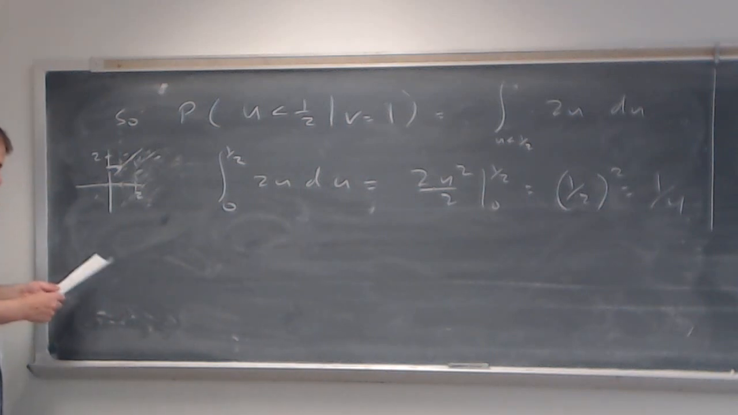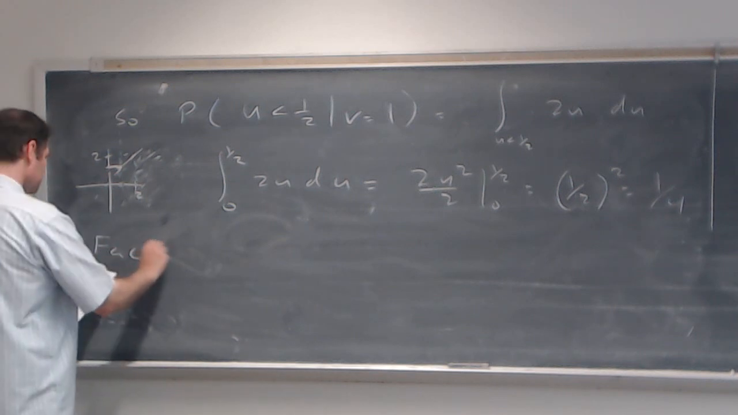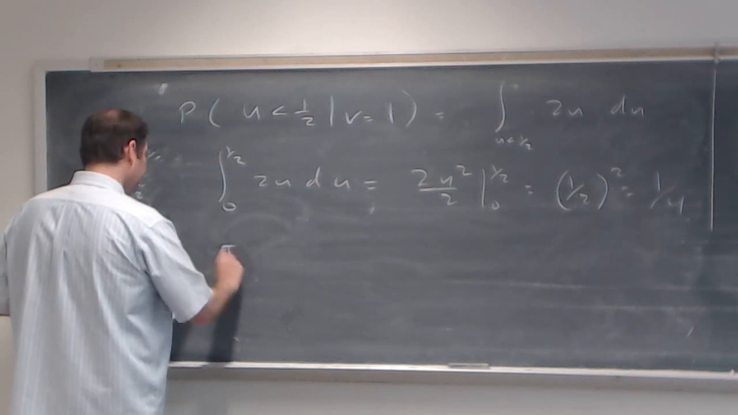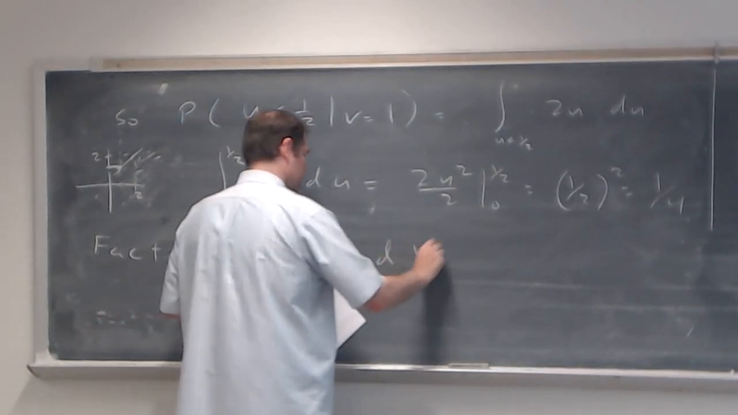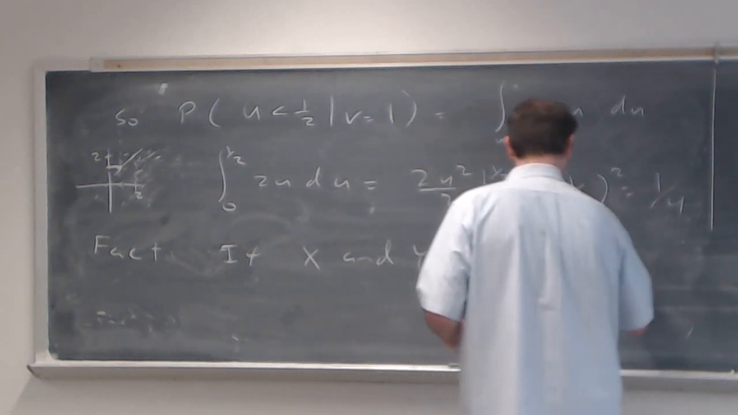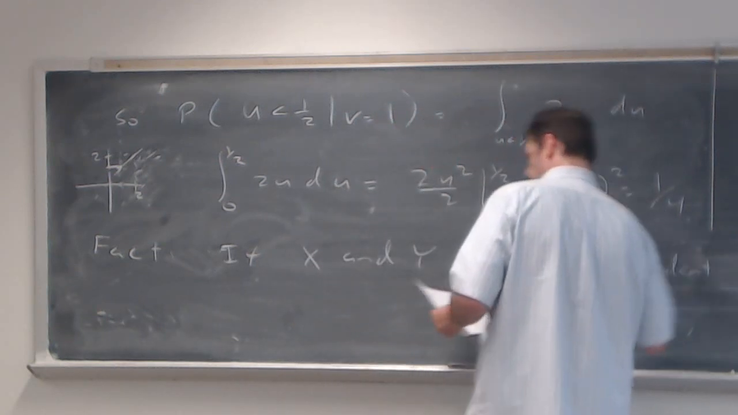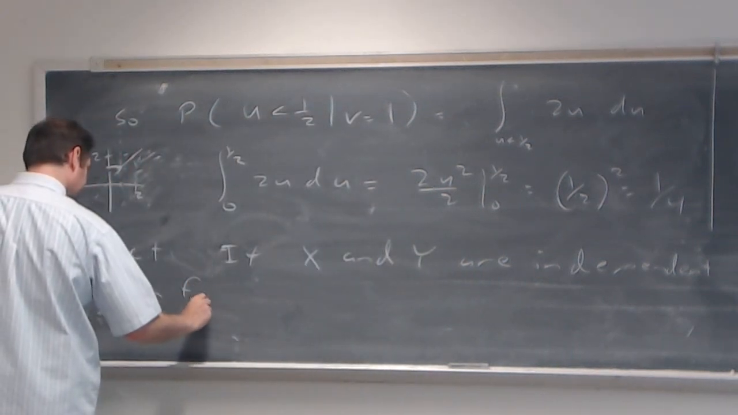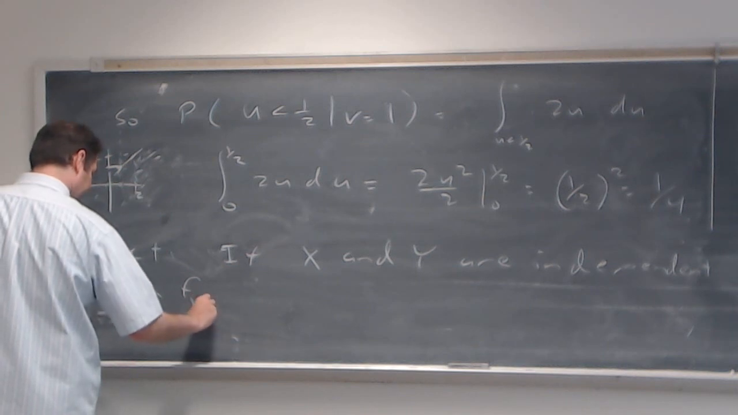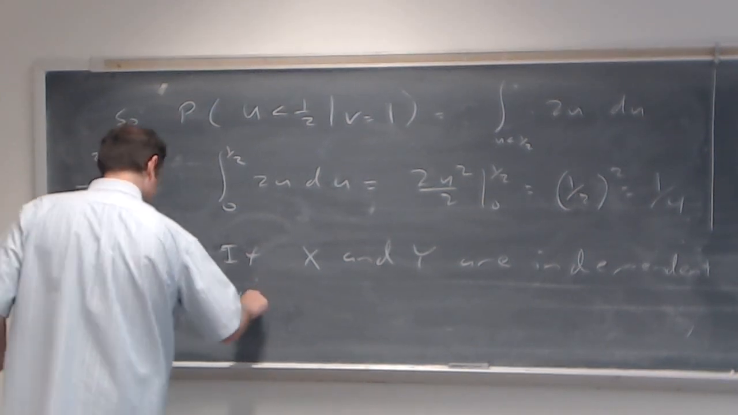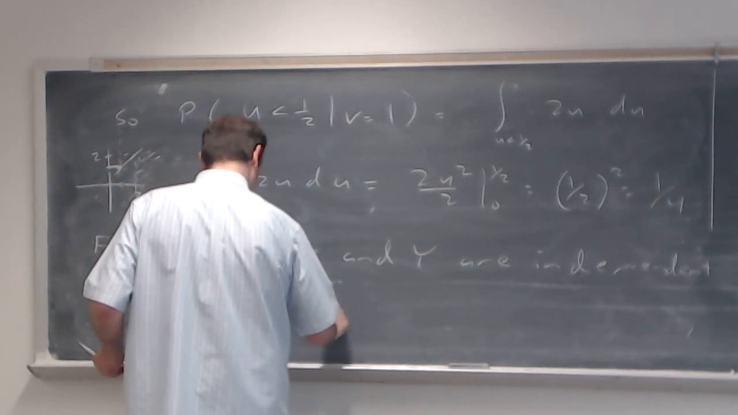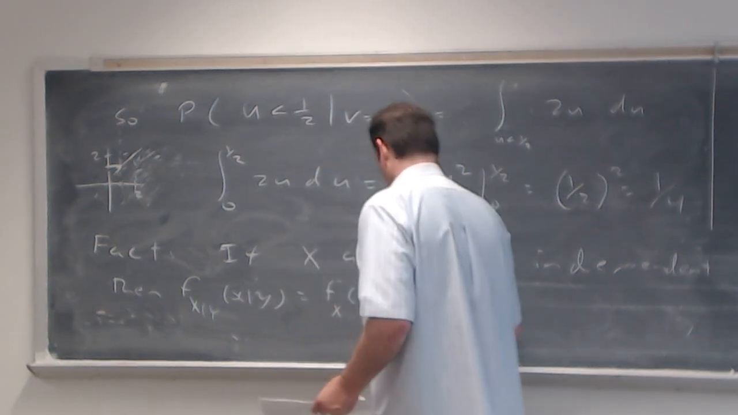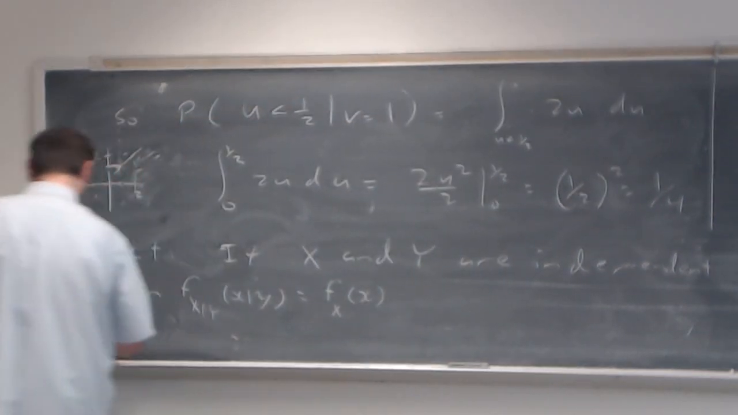Okay, here's a fact. If x and y are independent, then the conditional PMF or PDF of x given y is equal to the PMF or PDF of x. And so the proof is real simple. It's a one-line proof.